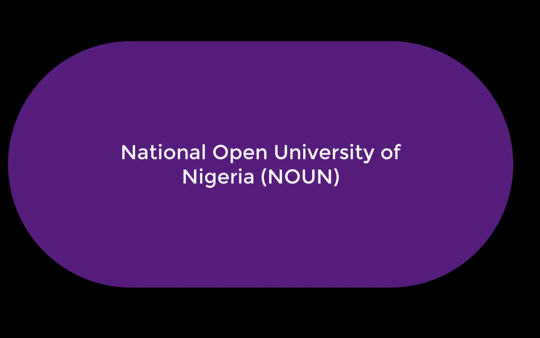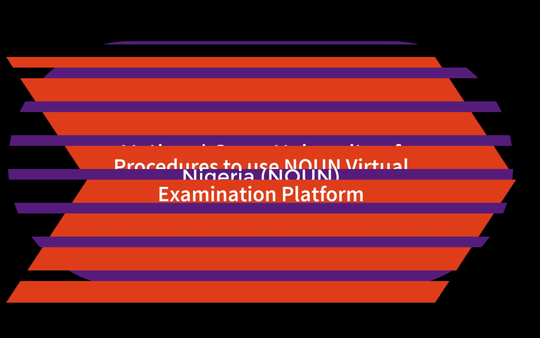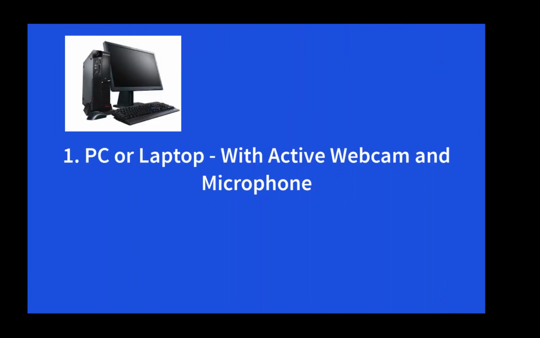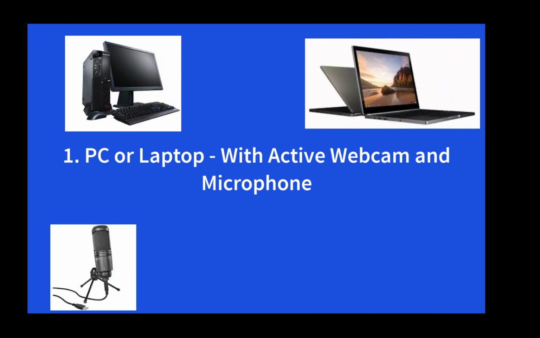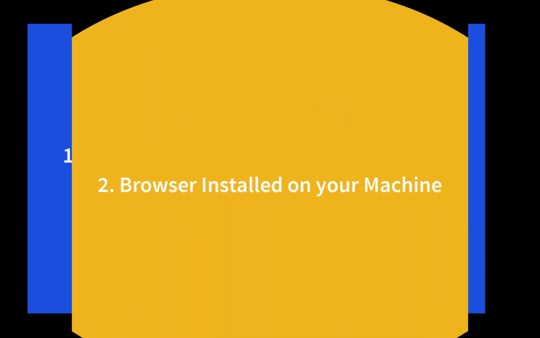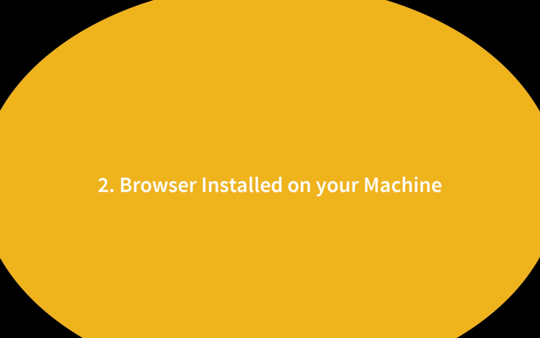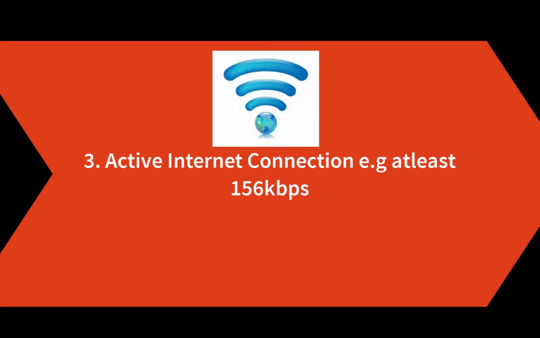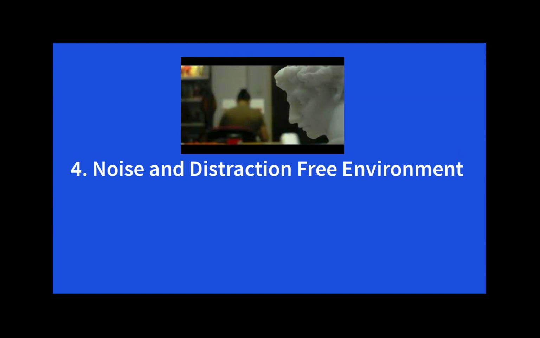If you are among the candidates that indicated interest to sit for the virtual examination, this video will guide you through the procedures to sit for the virtual examination. Firstly, ensure you have the following. 1. A PC or laptop with an active microphone and webcam. 2. A browser installed on your machine, Google Chrome or Mozilla Firefox. 3. An active internet connection. 4. A noise and distraction-free environment.